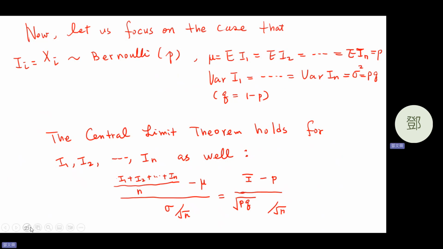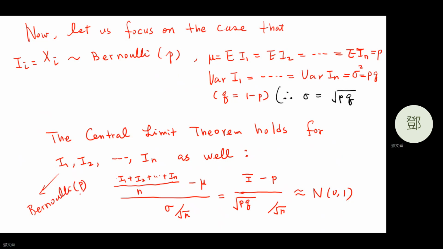So sigma here is the square root of p times q. By the central limit theorem, it is very close to the normal distribution. That's the central limit theorem for the Bernoulli random variable.